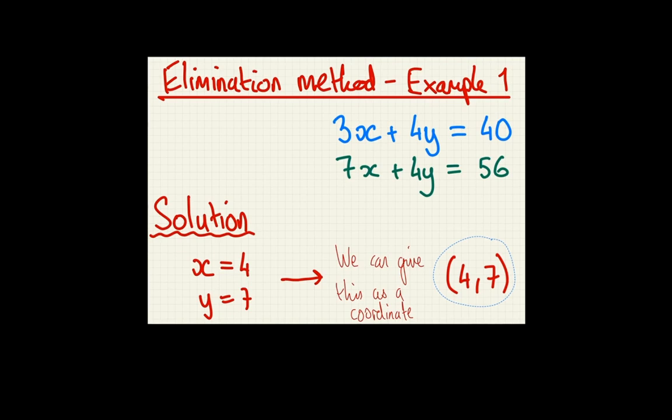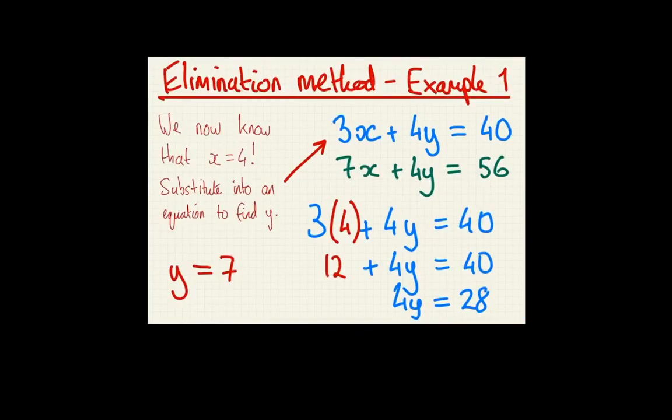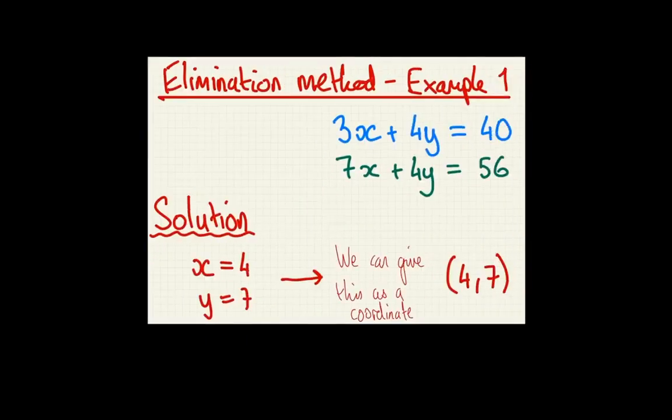First, the elimination method using subtraction. Let's just briefly go through the steps. We set them up as a subtraction because we had a common variable. We substituted x was 4 to find y was 7. We put both of them into the other equation, so we've used both, and we can give our solution.